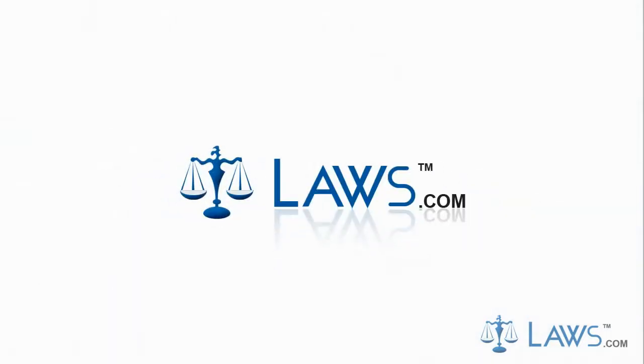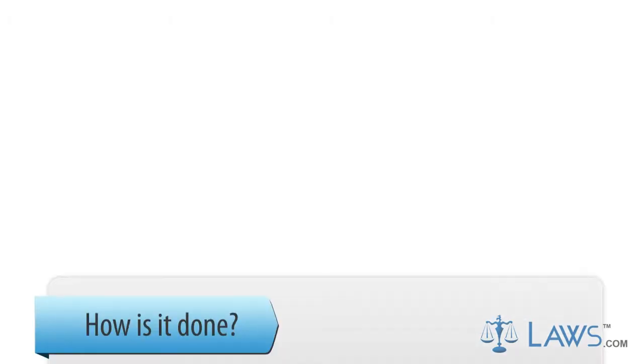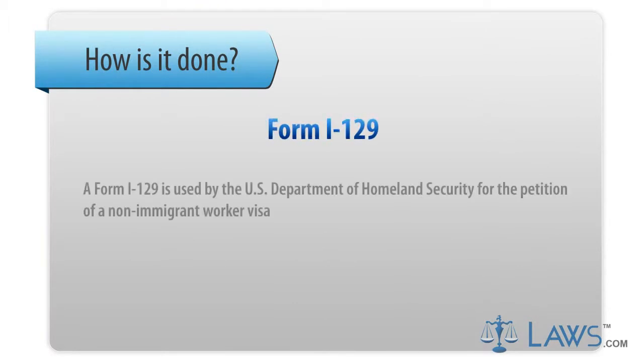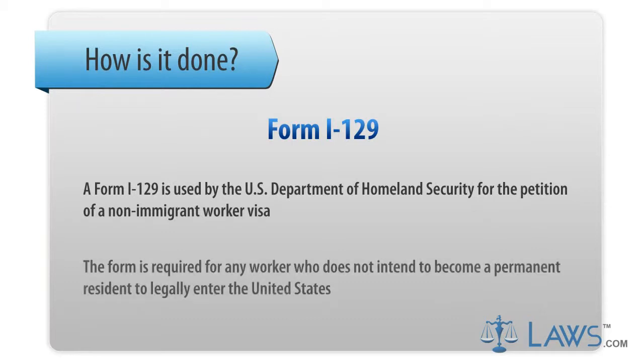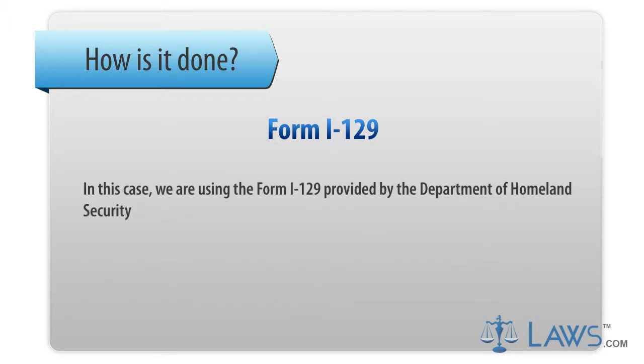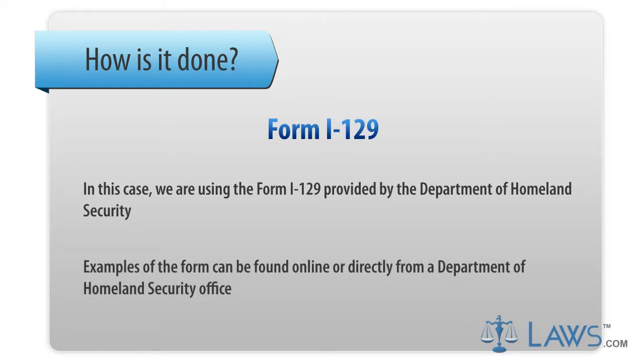Laws.com Legal Forms Guide. A Form I-129 is used by the U.S. Department of Homeland Security for the petition of a non-immigrant worker visa. The form is required for any worker who does not intend to become a permanent resident to legally enter the United States. In this case, we are using the Form I-129 provided by the Department of Homeland Security. Examples of the form can be found online or directly from a Department of Homeland Security office.